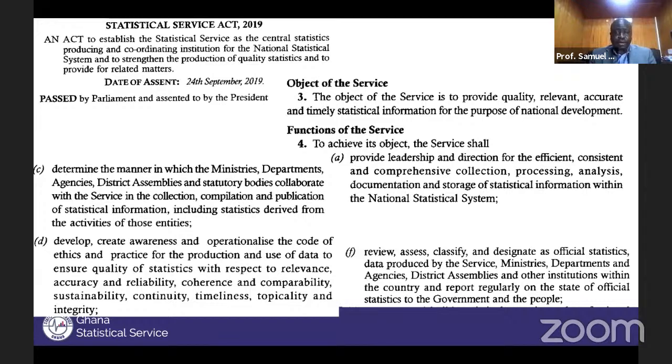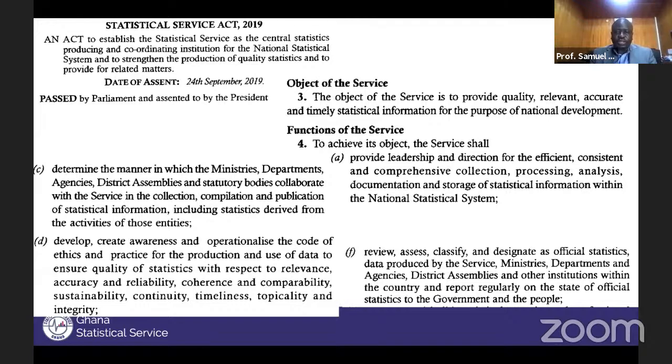In terms of the Statistical Service Act 2019, which got the assent of the President on 24 September, it categorically mentions Ghana Statistical Service playing that coordinating role in the entire national statistical system. And one of the things that it says specifically with administrative data is Clause 4C, which says it's going to determine the manner in which ministries, departments, agencies, district assemblies, and statutory bodies will collaborate with the service in the collection, compilation, publication of statistical information, including statistics derived from activities of those entities.